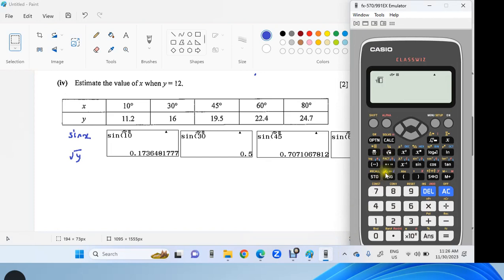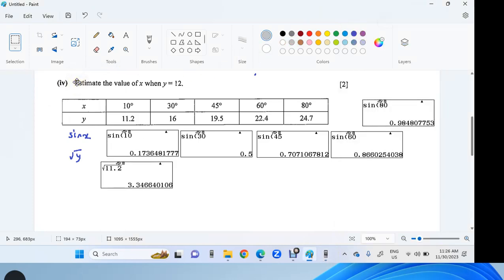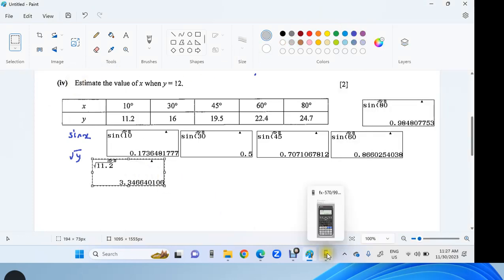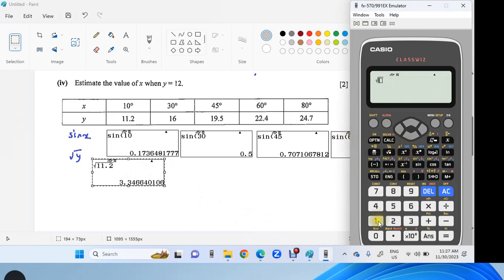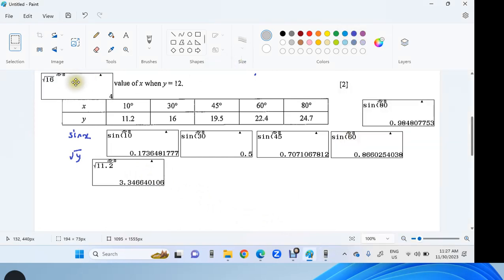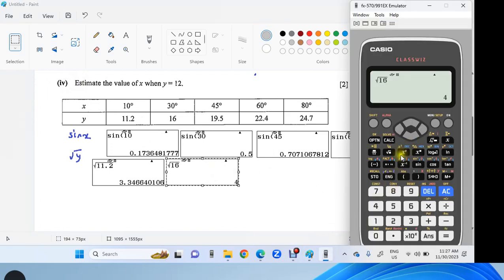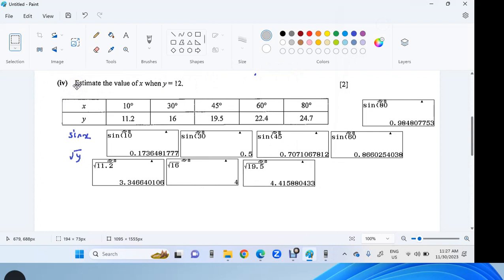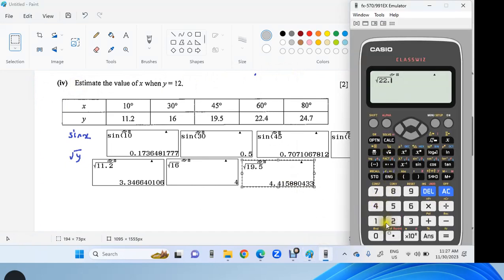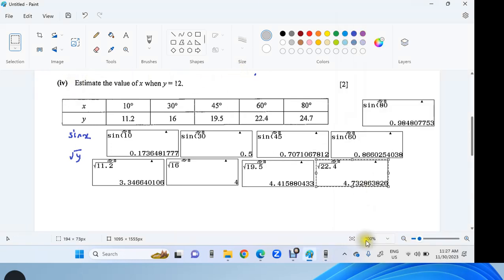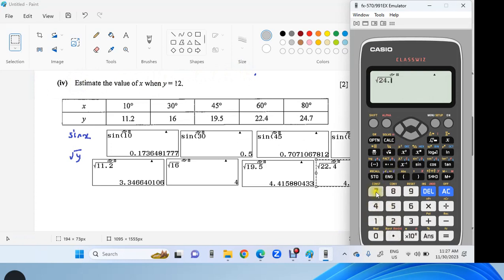Okay, square root 11.2, this is the value. And then we have the square root of 16, that is 4. That one I don't need to press, but it's easier. I just don't want to write. Okay, so we have the square root of 19.5. Then we have the square root of 22.4, then this is the value. And we have the square root of 24.7, then this is the value.